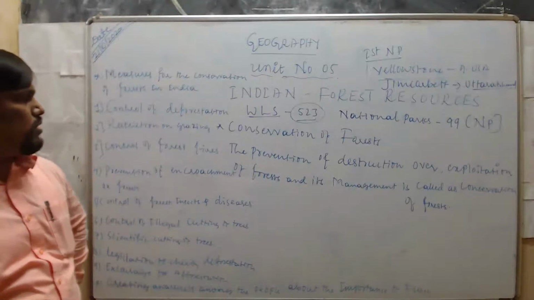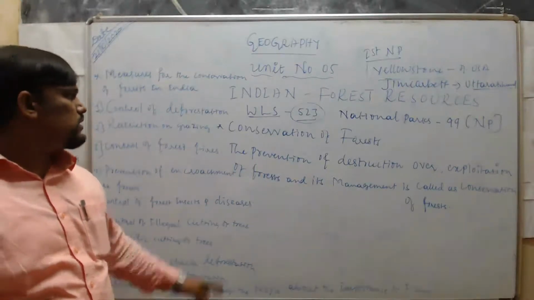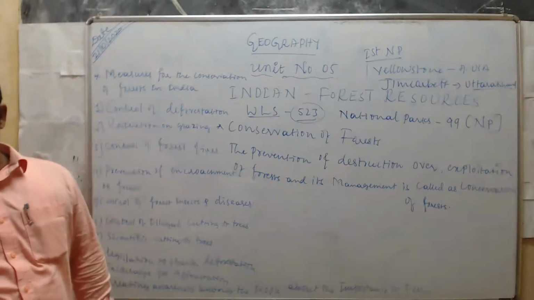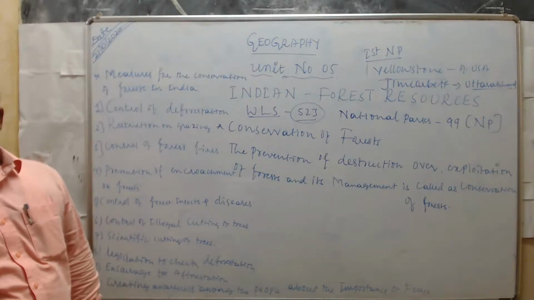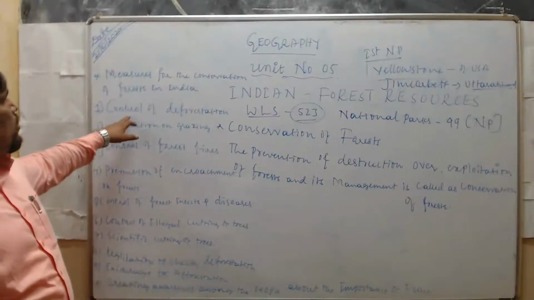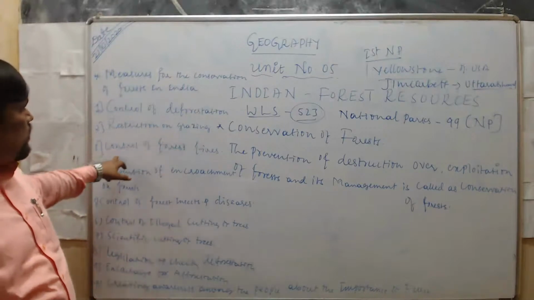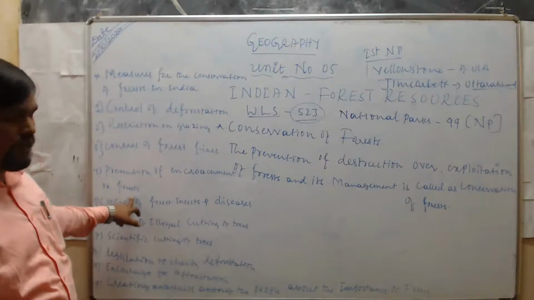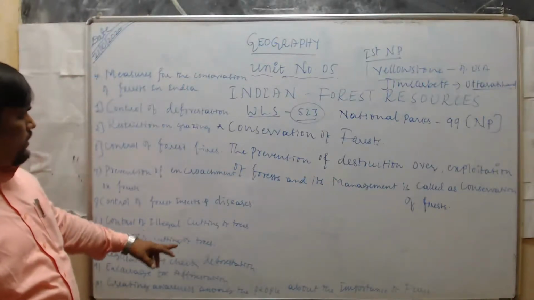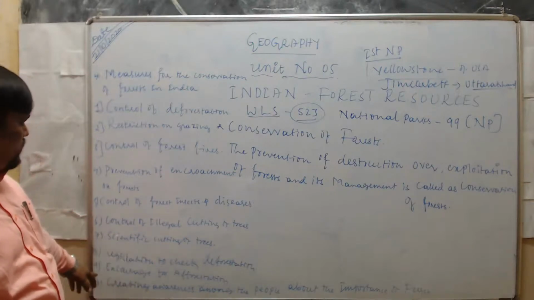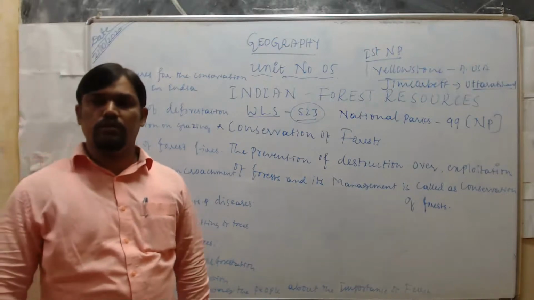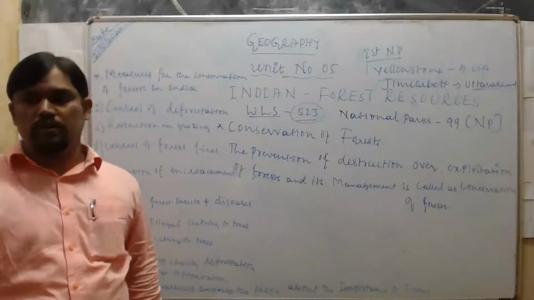Now in this class we have discussed conservation of forest. What do you mean by conservation of forest? The prevention of destruction and over exploitation of forest and its management is called conservation of forest. We also discussed measures for the conservation of forests in India. There are 10 measures: control of deforestation, restriction on grazing, control of forest fires, prevention of encroachment on forests, control of forest insects and disease, control of illegal cutting of trees, following scientific methods of cutting trees, legislation to check deforestation, encouragement for afforestation, and creating awareness among the people about the importance of the forest.